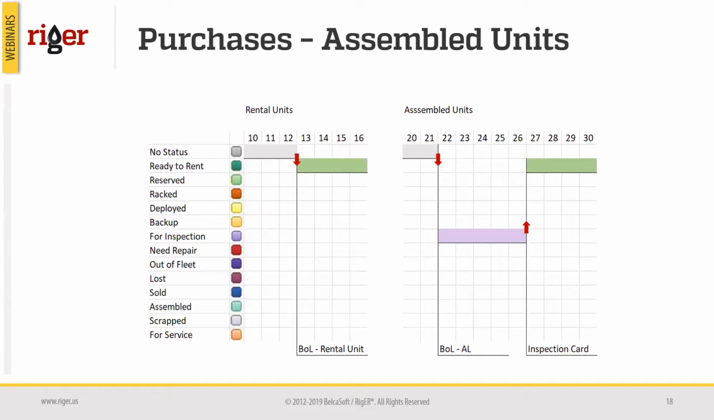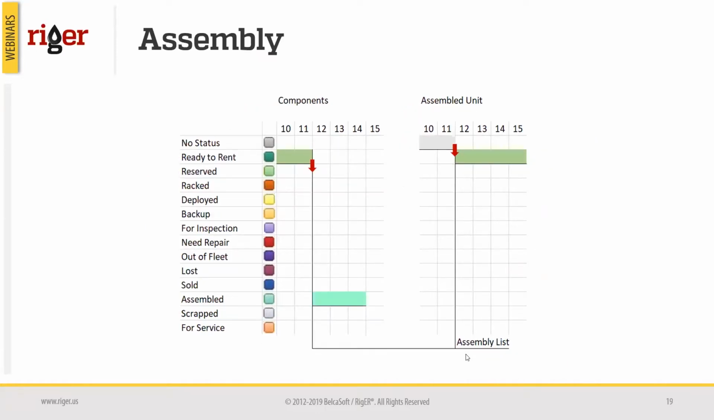For example, on the right side, you can see the assembly unit inspected, and after that the inspection card is posted, which is another trigger. Once the inspection card is done, we are ready to rent this unit. The assembly itself becomes a complex unit status change event, because we have several components built together, bolted together, to become a new assembly unit.